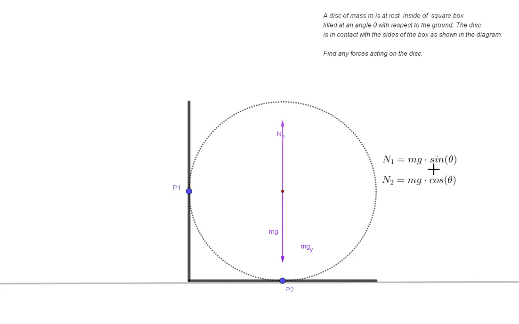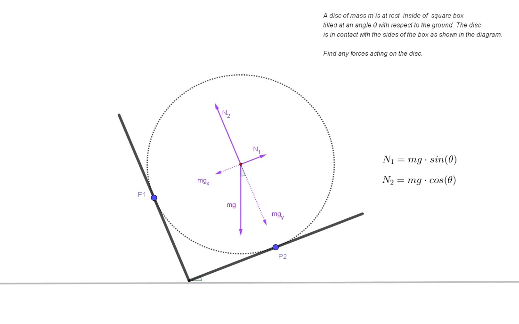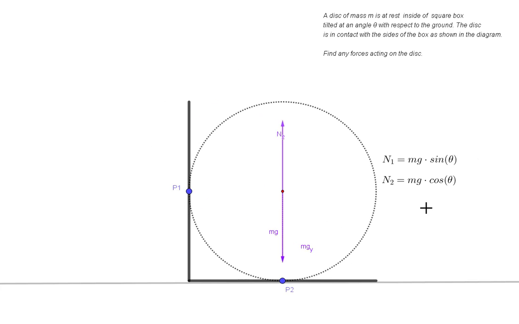So again, if you started off here and you weren't sure what angle this should be, then you can just first look at the extreme cases, and that should tell you that this angle should be equal to mg when cosine theta is equal to 0.